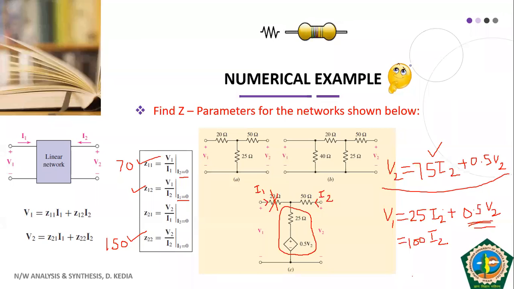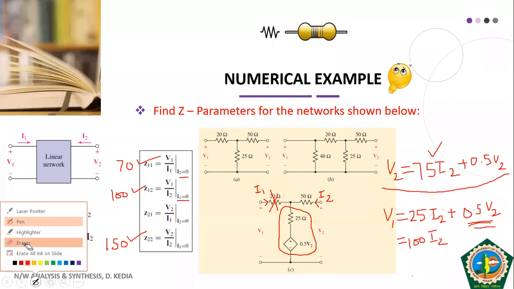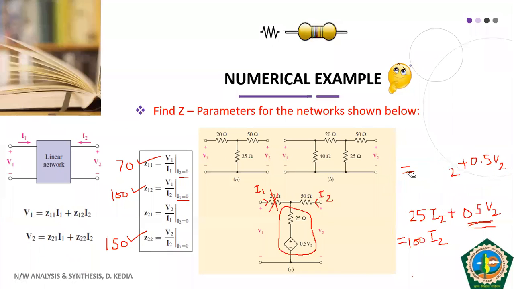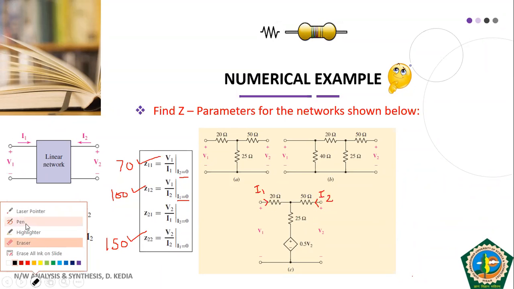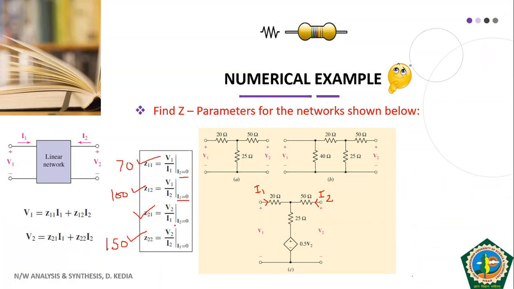And ultimately we want V1 upon I2. So your V1 upon I2 is found to be 100. So the value of Z12 is 100. Now let us hurriedly calculate Z21. I think you can also verbally calculate this Z21 now. Your Z21 is nothing but V2 upon I1, this one.